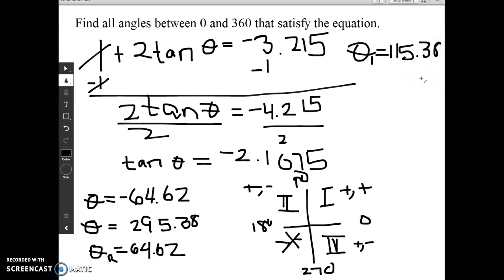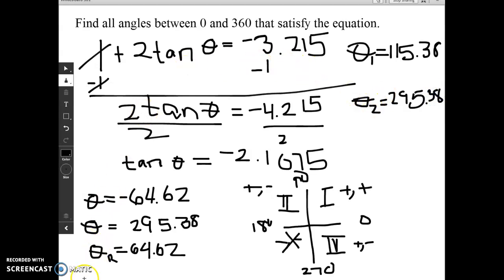Okay. Now, is there another reference angle? Let's see if there's something in quadrant 4. Well, I bet you already know it's one of these, right? So in quadrant 4, I know that I need to take my reference angle, which is 64.62, and subtract it from 360. And we've done that, and we've gotten 295.38. So my second angle, which is in quadrant 4, is 295.38.